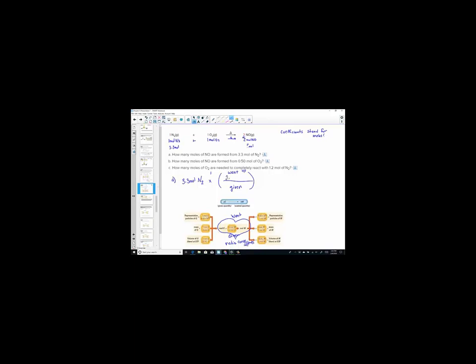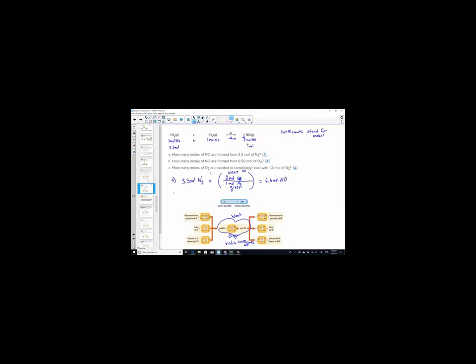We want to know NO. Its coefficient is a 2. We were given moles of nitrogen. Its coefficient is a 1. So our mole ratio is 2 over 1. 3.3 times 2 over 1, and that's 6.6 moles of NO.